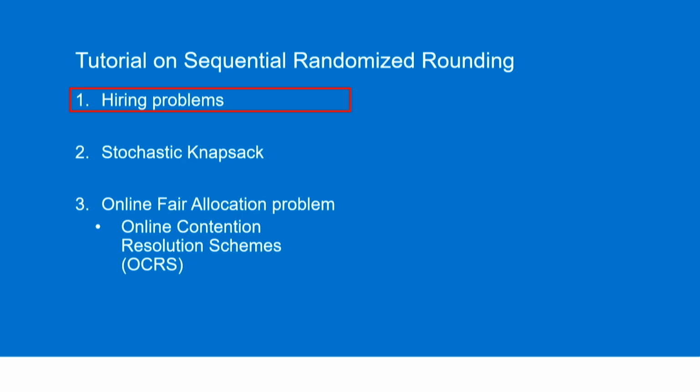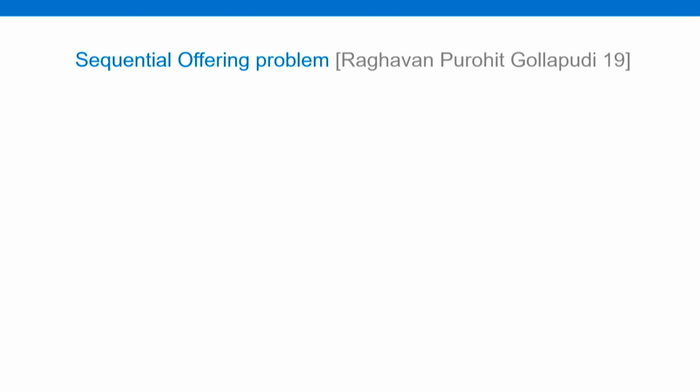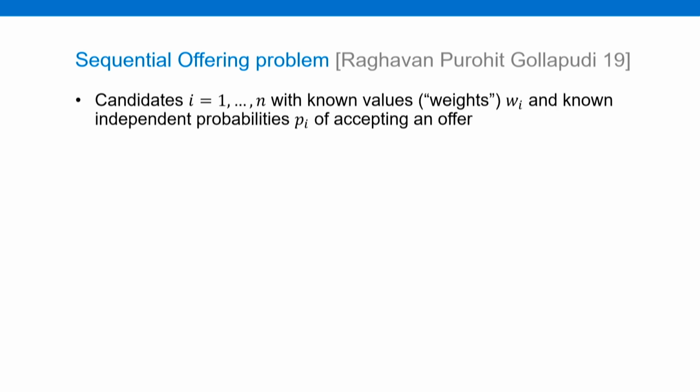OK, so let me start with hiring problems. I'm going to consider the following sequential offering problem that was formulated by Purohit, Golapudi, and Raghavan in 2019. The problem is quite simple. Imagine I'm a hiring firm. I've already interviewed candidates, and these are the candidates that I like. They all have some known value. I assume I know their value to the firm, and I assume I know the independent probabilities with which they would accept an offer if we make them one.